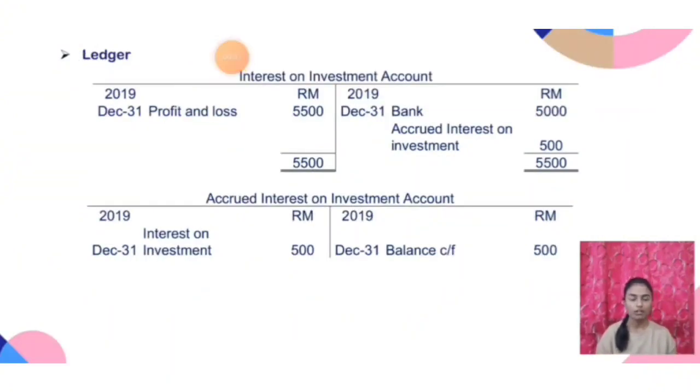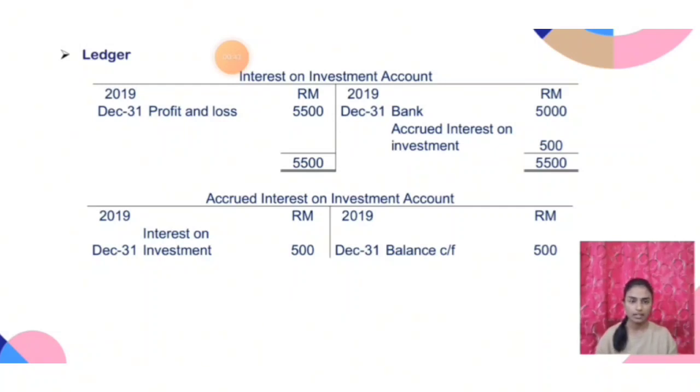So the next ledger account is interest on investment account. The credit side bank balance 5,000 we will take from the trial balance and then accrued interest on investment 500. So this interest on investment is similar to what we saw in the previous slide because both are accrued revenue transactions. So both will be similar. So accrued interest on investment 500. Then 5,000 plus 500 we will get 5,500. So we have to balance it off and the balancing amount will go to the profit and loss account.